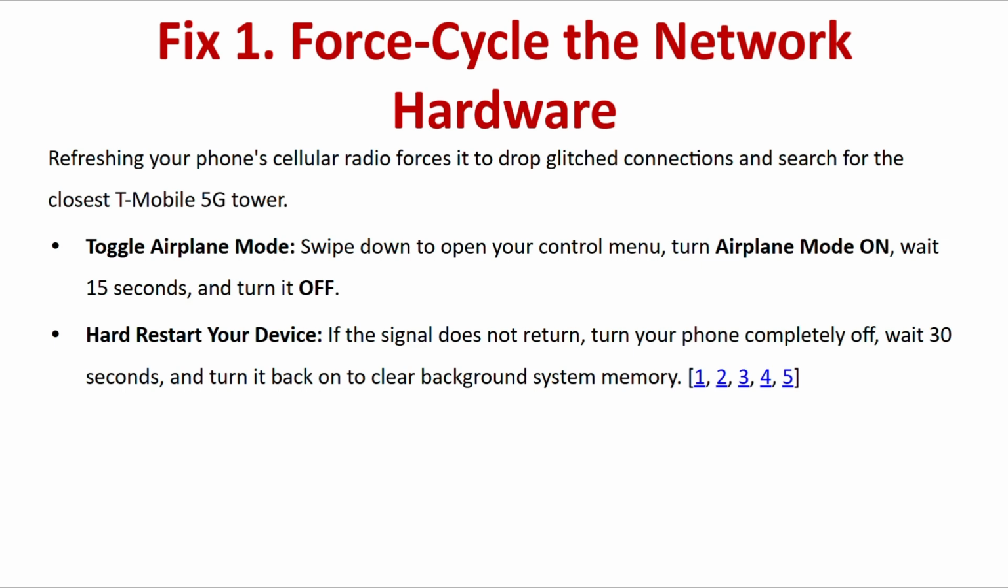Fix 1. Force cycle the network hardware. Toggle the airplane mode. Swipe down to open your control menu and turn the airplane mode on. Now wait for 15 seconds and turn it off. Hard restart your device. If the signal does not return, turn your phone completely off and wait for 30 seconds. Then after 30 seconds, turn it back on to clear background system memory.